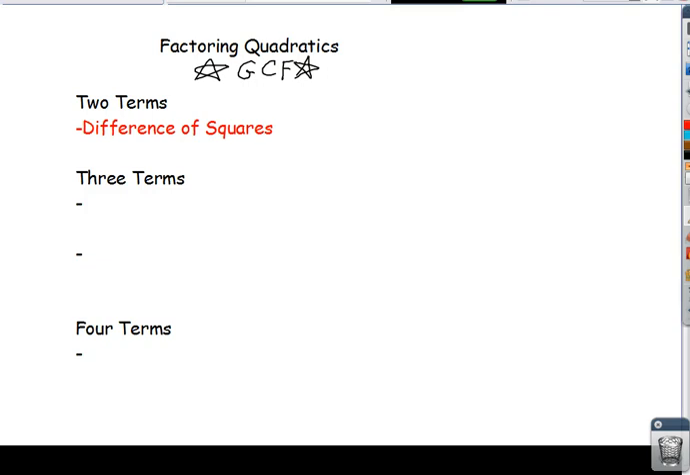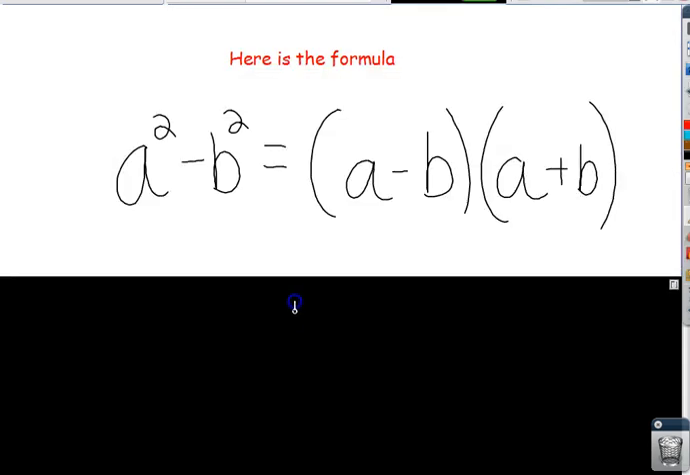Alright, let us look at what this is going to look like with a formula. So let's take a peek at this. Here is the formula we need. The difference of squares is literally what it sounds like. Something squared minus something else squared. We factor it like this: a squared minus b squared factors into one binomial with a minus b, and another binomial with a plus b.